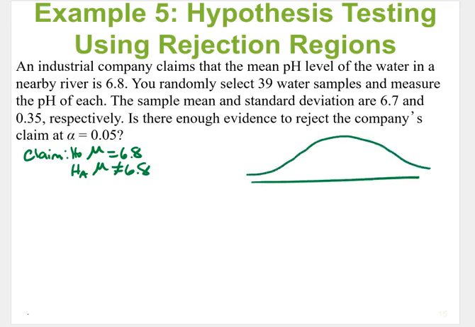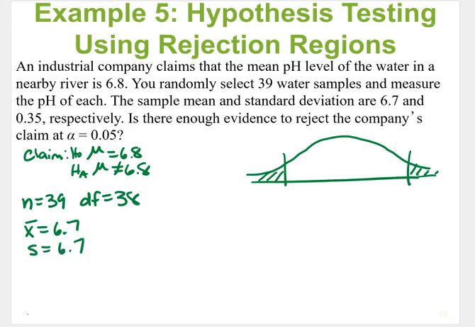Let me draw my picture. Two tails are going to look like that. You randomly select 39 water samples, so n equals 39, which means my degrees of freedom will be 38. And I measure the pH of each. The sample mean is 6.7 and the standard deviation of my sample is, oh, it helps if I read the next sentence. My standard deviation is 0.35. There we go. Is there enough evidence to reject the company's claim at alpha equals 0.05?